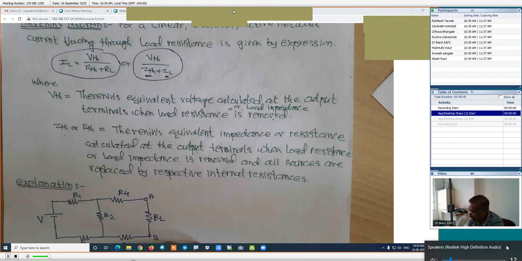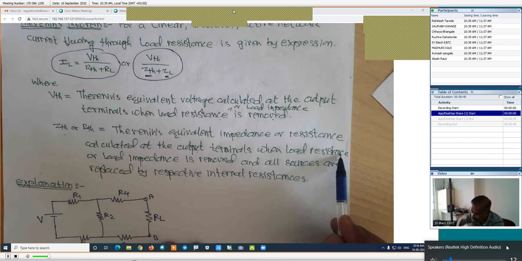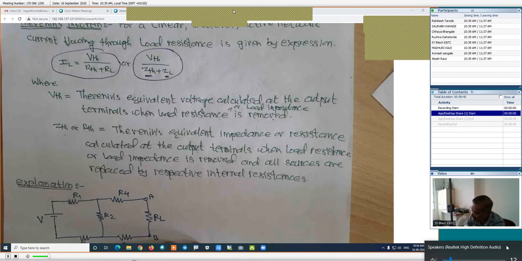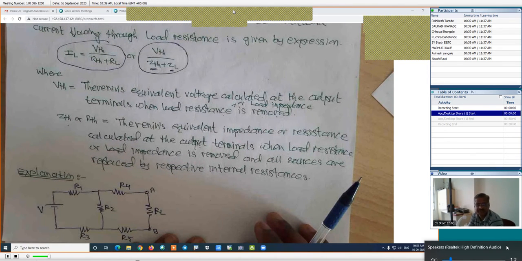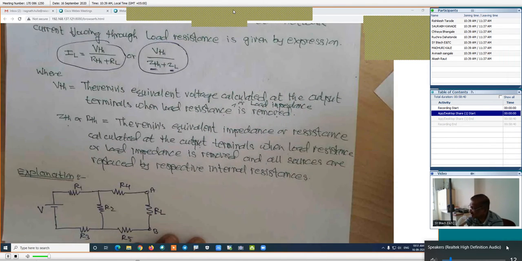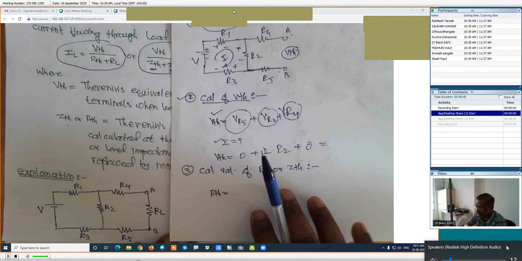When calculating at the output terminals, the load resistance has to be removed. This RL has to be removed. Load resistance is removed and all sources are replaced by their respective internal resistances. Because if we have the sources, then we are not able to find the series or parallel combination. So we have to replace the sources by internal resistances. If it is a voltage source, it should be replaced by zero resistance. If it is a current source, it should be replaced by infinite internal resistance.